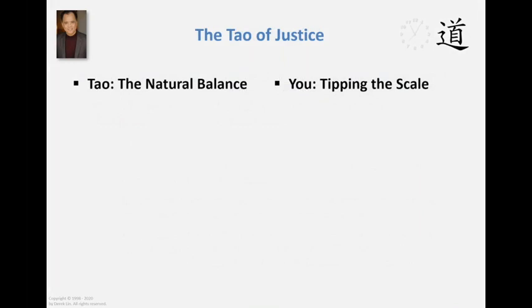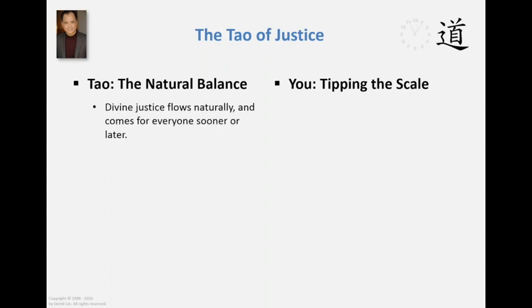So first, from the Dao perspective, you see it on the left, the Dao represents natural balance, whereas you, the human being, when you act on behalf of nature, on behalf of the Dao, to enact justice, to do justice, you may be tipping the scale. Let's see how the ancient sages saw this.